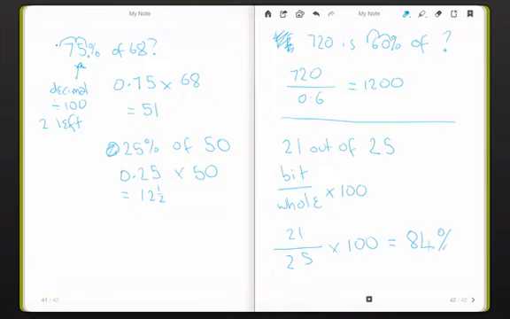So it's 84%. Right? So hopefully that helps you with your percentages. I think you're all doing pretty well on this topic, but if you sort of forget what you're up to, hopefully that helps.